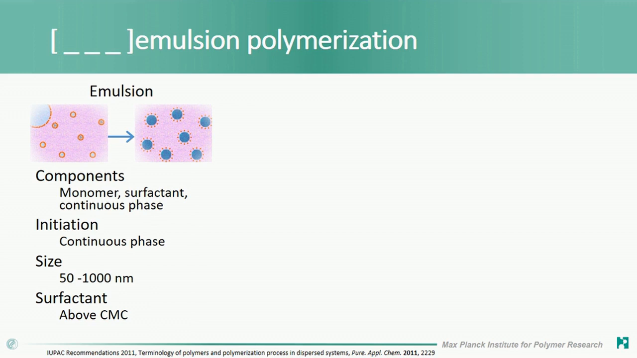The monomer needs to be insoluble in the continuous phase, and you need an initiator that will be soluble in the continuous phase. The size of the nanoparticles that we end up with during emulsion polymerization will be somewhere between 50 nanometers and maybe 1-2 microns. And we use a surfactant, and the surfactant needs to be used above the CMC, the critical micellar concentration, which means that before the emulsion, the surfactant is present in the form of micelles.